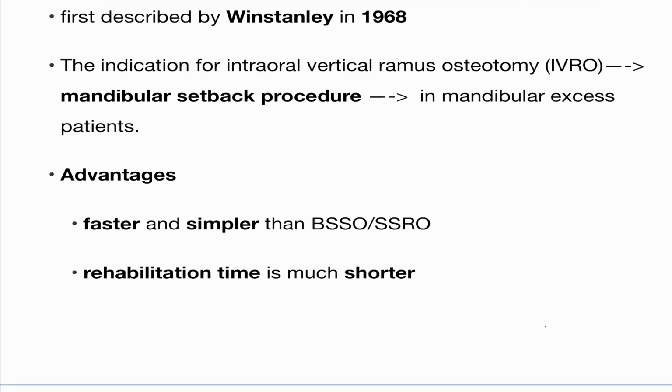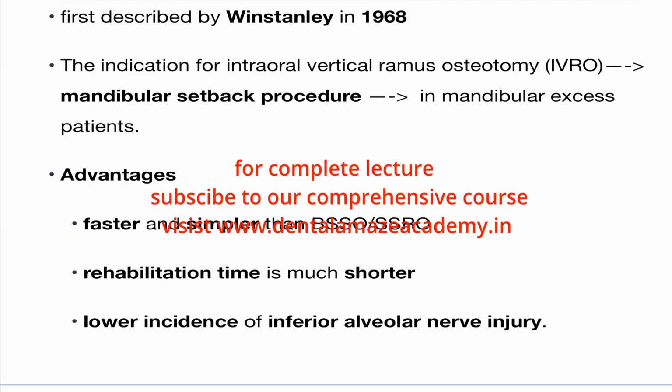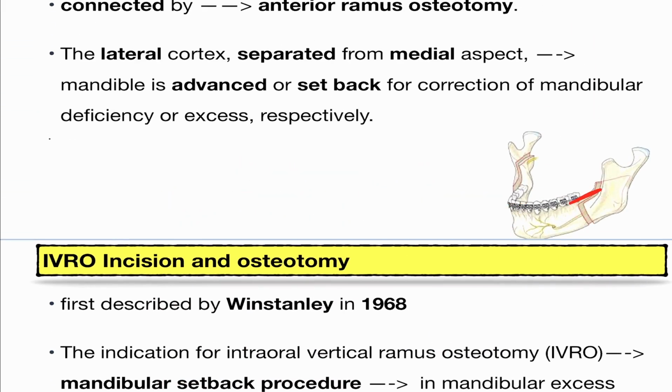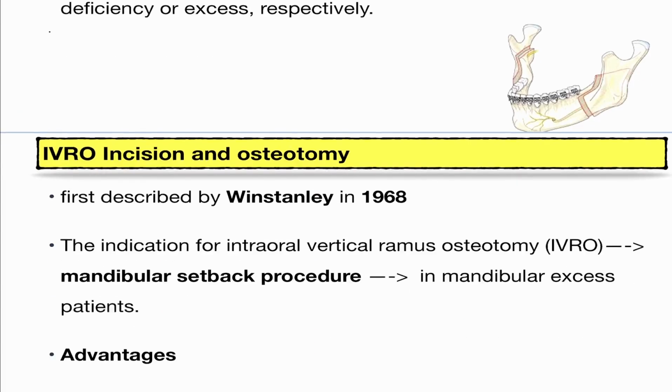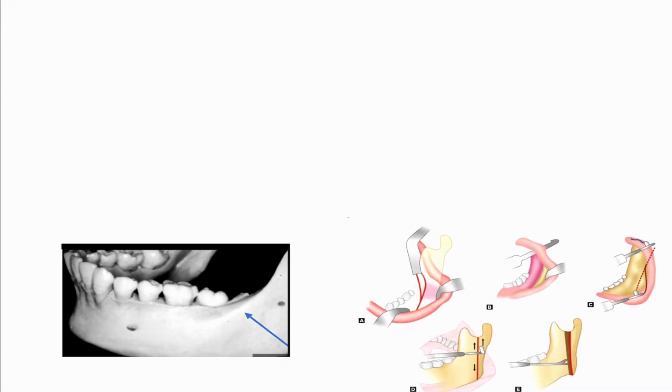Next, rehabilitation time is much shorter, because just a vertical cut is given. You are not separating the cortex and all. It's not a complicated procedure. Then, much more importantly, and this is a very important question as well, there's a lower incidence of inferior alveolar nerve injury. You know how the cortex is split, isn't it? You have to split the cortex, and when you're splitting, there's a high chance that it can injure the alveolar nerve.